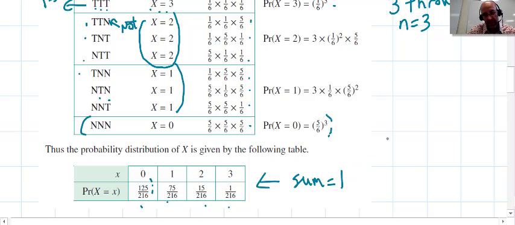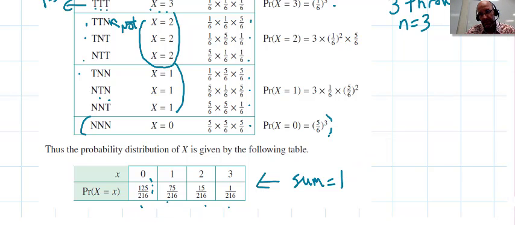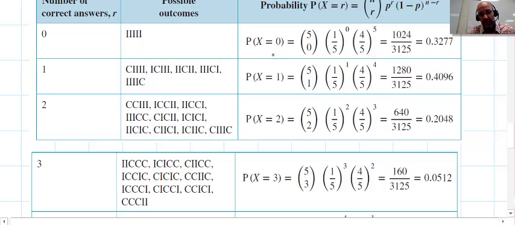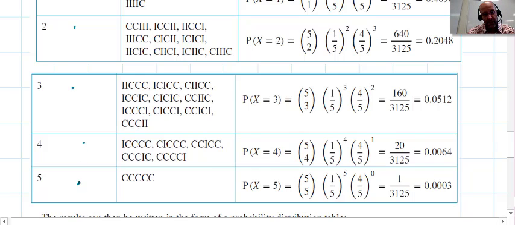What if the distribution was bigger than n equals 3? Well, it takes more work. If we have, let's say, 5 multiple choice questions on a student's exam, and this naughty student didn't study, and they have to guess all 5 questions, they've got absolutely no idea. Each question has 5 different choices, and the student plans to randomly guess the answer for every single one. So let's say C is guessed correctly and I is guessed incorrectly, and there are a bunch of different ways that could happen. We could have no correct answers, okay, and then we could have 1 correct answer, 2 correct answers, 3 correct answers, 4 and 5. And there's various different ways this can all happen.